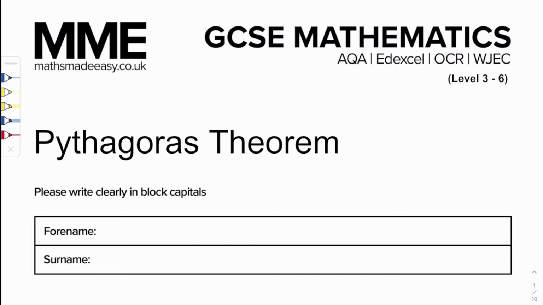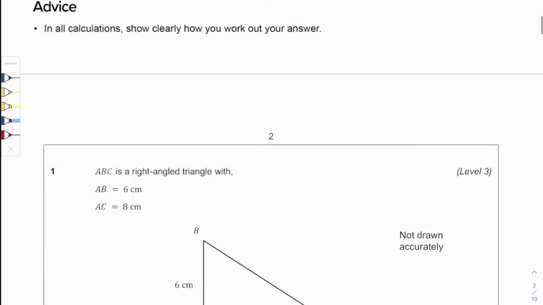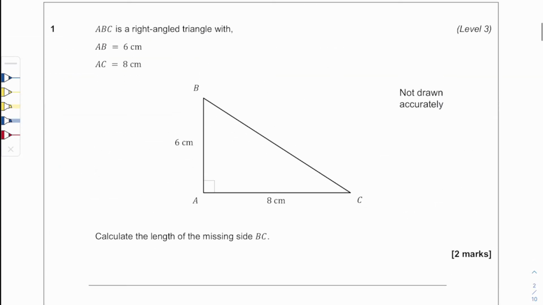Okay, so this topic is assessed typically at grades 3 to 6, which means it's going to be on both the foundation and the high paper. So the questions that I'm going to do today are going to start at the lower end, so we're going to start with level 3, and they're going to get progressively harder all the way up to 6. Okay, so let's have a look at the first question.